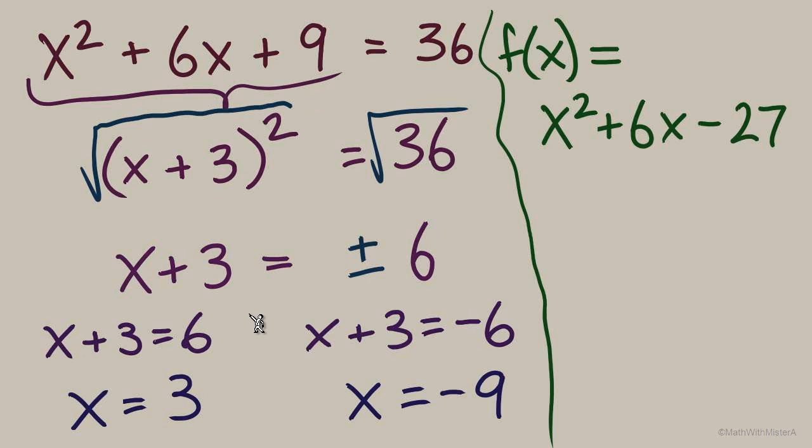What else do we know so far? Well, we have our solutions, and we know those are the zeros. So we've got the zeros of the function, positive 3 and negative 9.